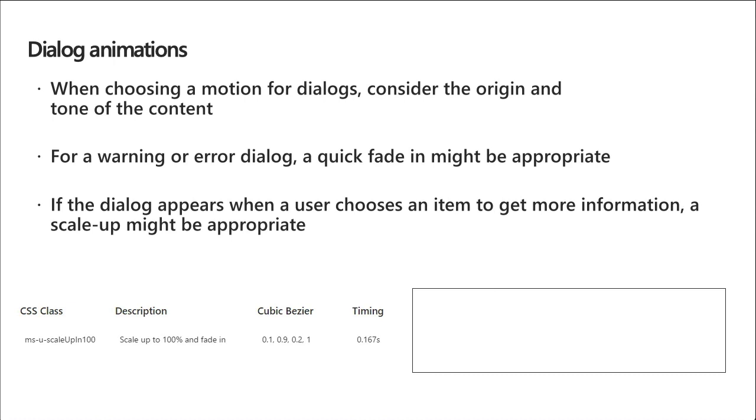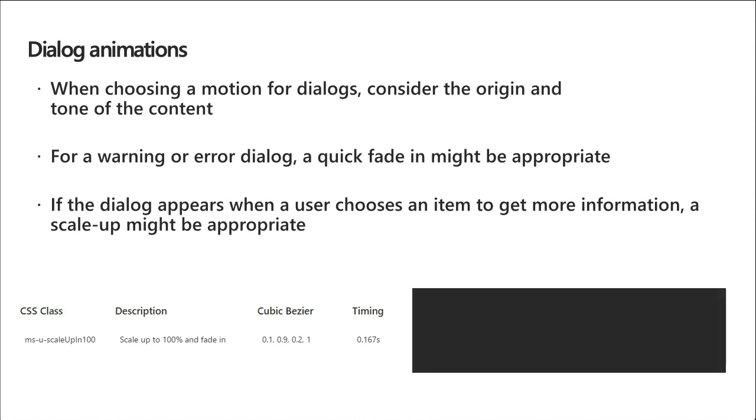For dialogue animations, when choosing motion for dialogues, consider the origin and the tone of the content. For a warning or an error dialogue, a quick fade in might be appropriate. But if the dialogue appears when a user chooses an item to get more information, a scale up may be more appropriate.